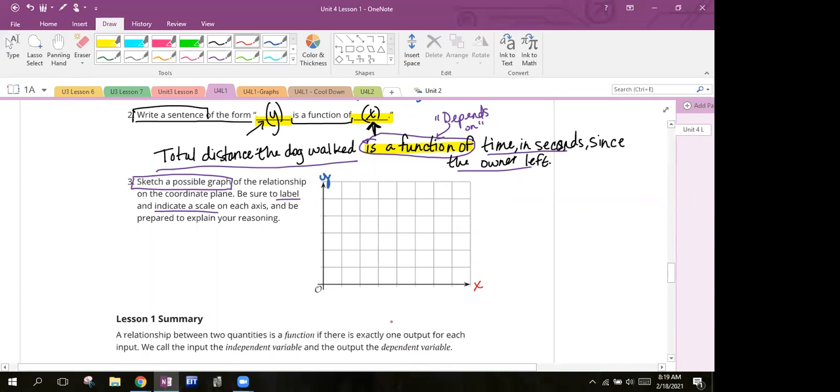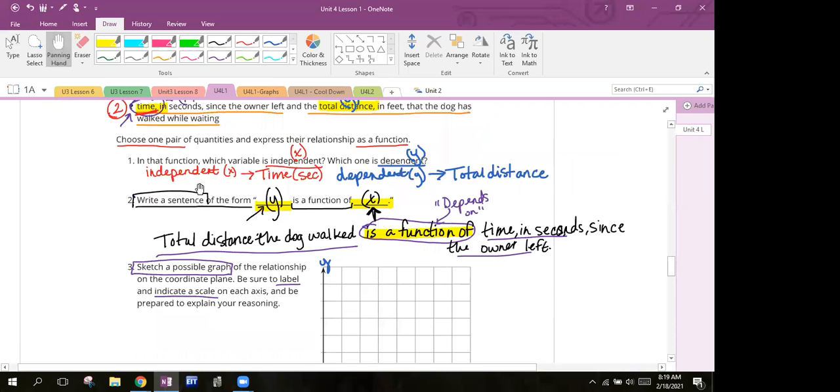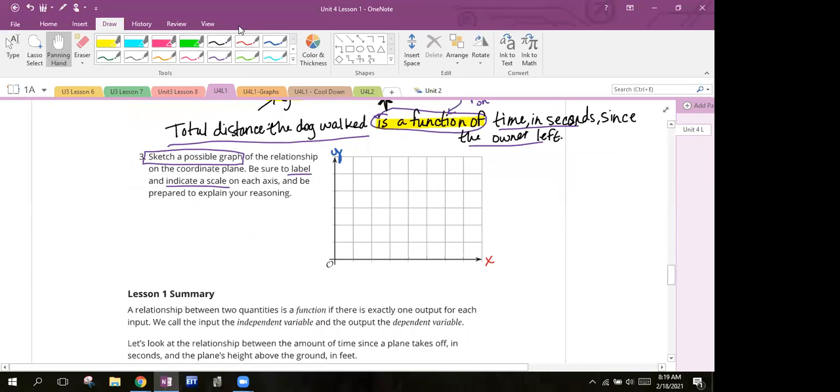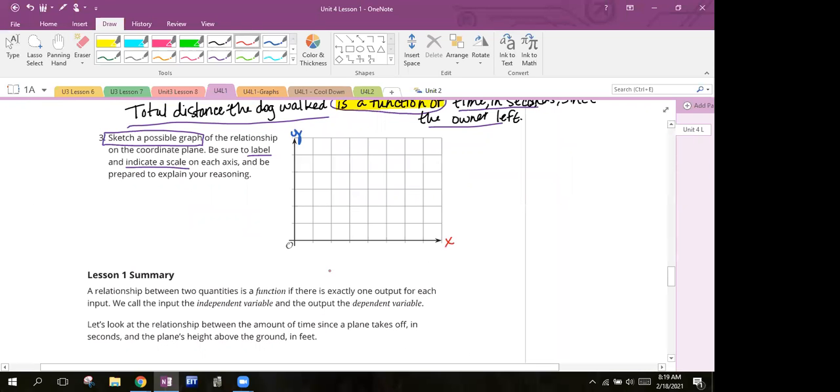So what is my x-axis going to be labeled? Is this the graph going to be like of the problem we just did? Yeah, we're still on this situation here. Okay, so time in seconds. Time in seconds, perfect.